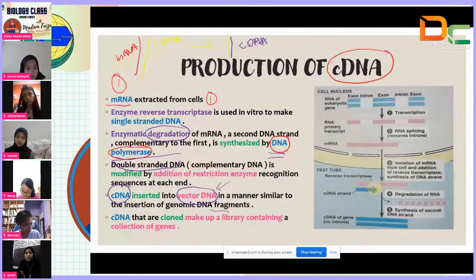Okay, so next, who wants to continue? Okay, next. And then cDNA that are cloned make up a library containing a collection of genes.